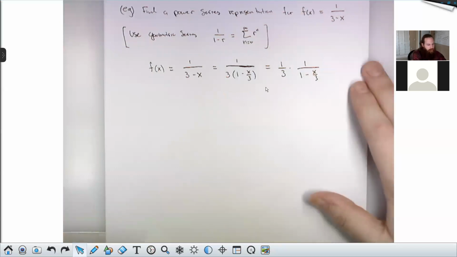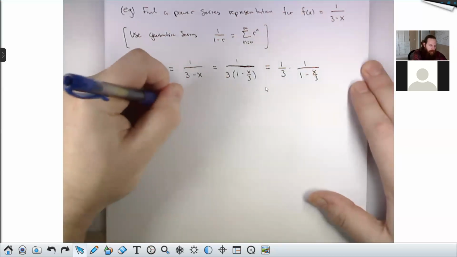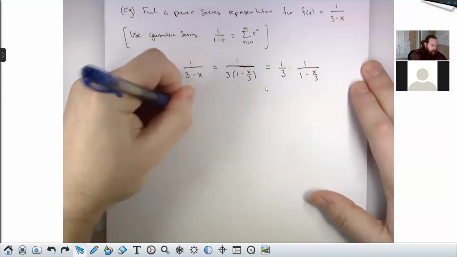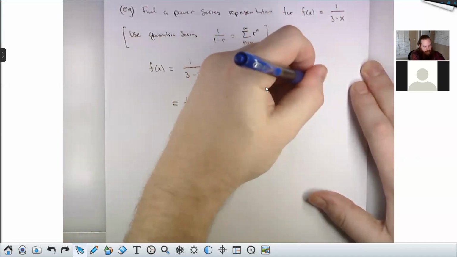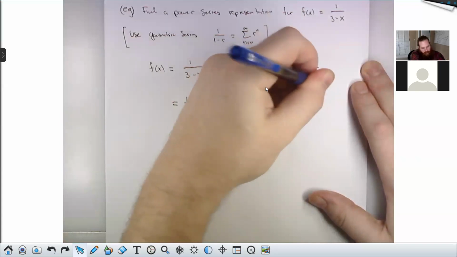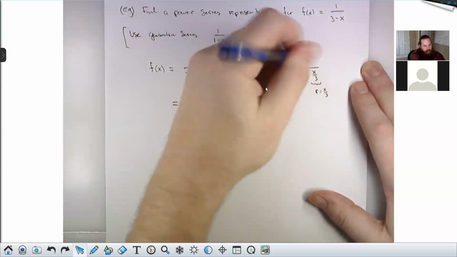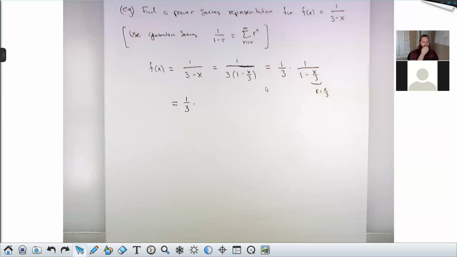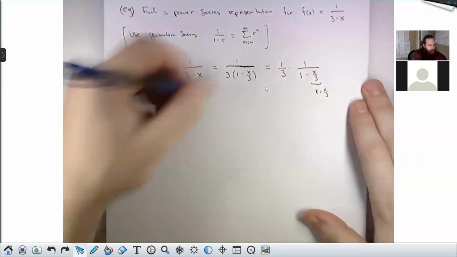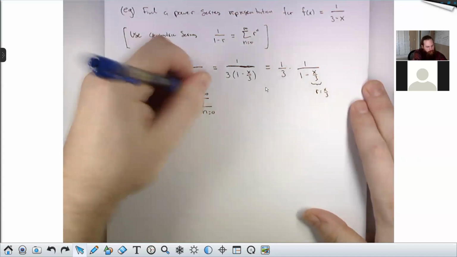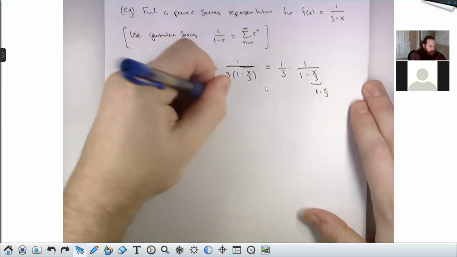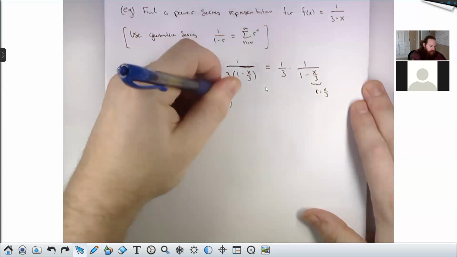Now by my geometric series trick, that's 1/3 times, here, r is x over 3, right? This is 1 over 1 minus r if you plug x over 3 for r. So that's sigma n from 0 to infinity (x over 3) to the n.